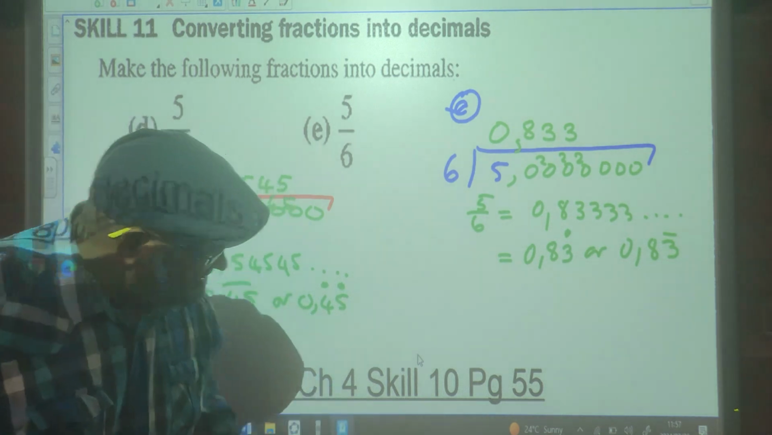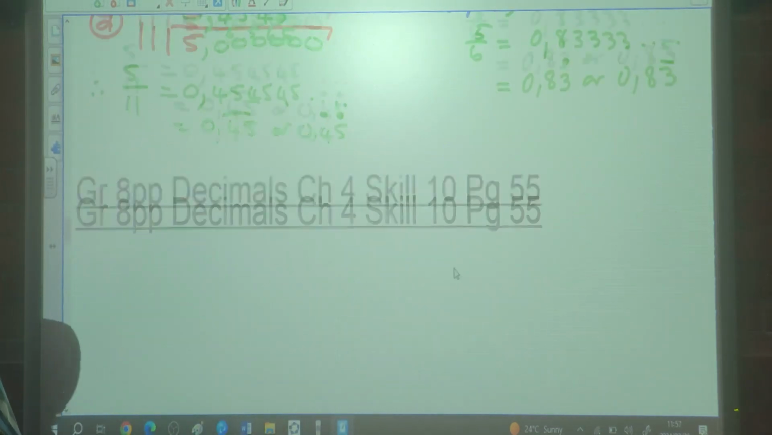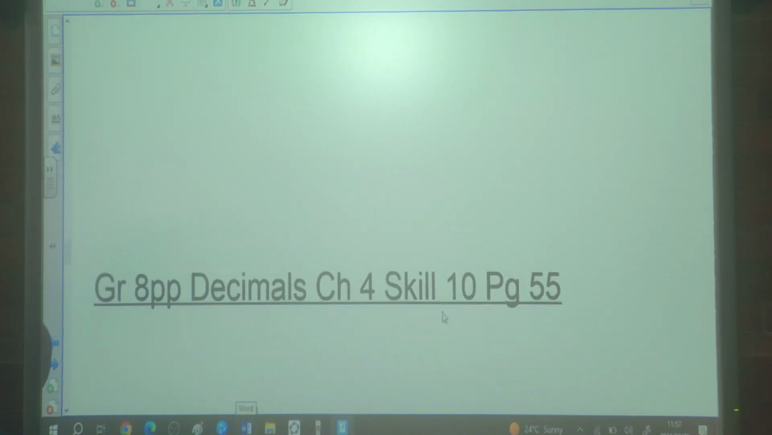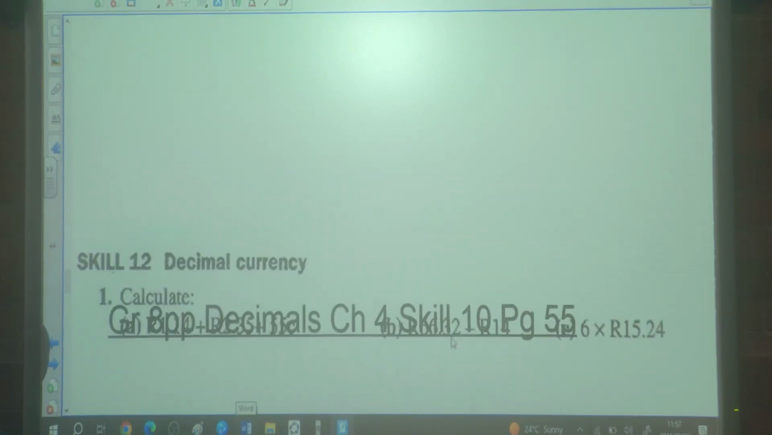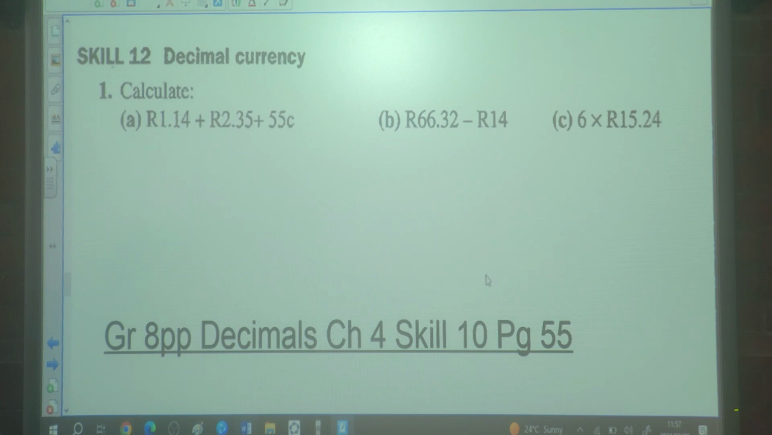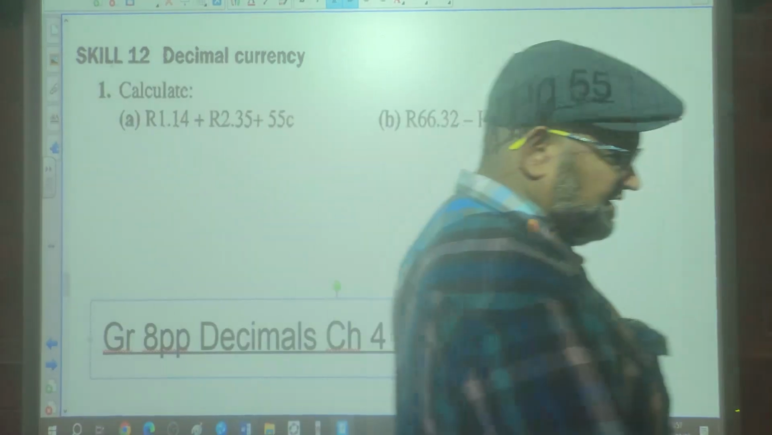Right, let's race here to the end. Skill 12. Yeah, I forgot to charge the laptop.